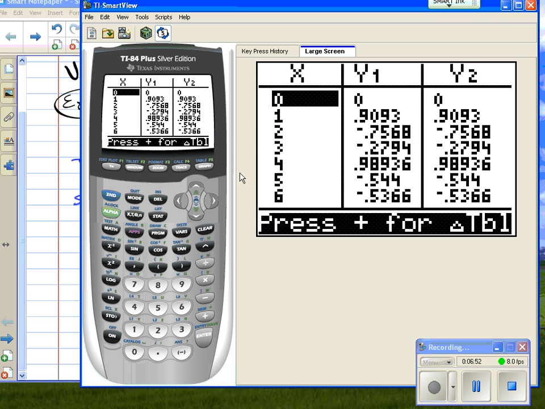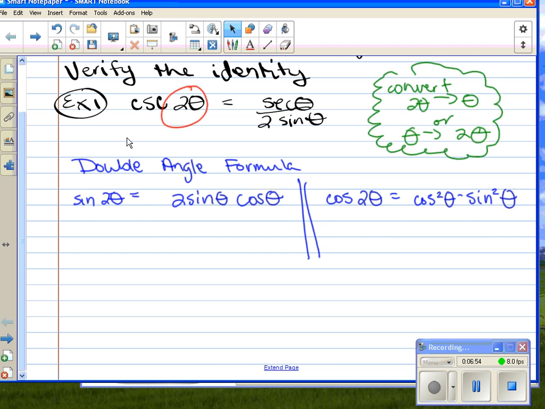If you're done with the test, put the original left side in as y1, put what you simplified it to as y2, graph them, and they should lay on top of each other. All right. So there's a new formula.